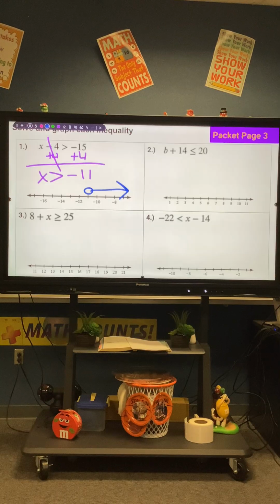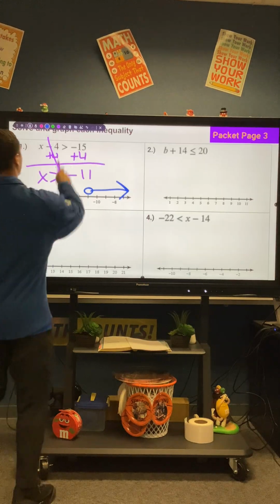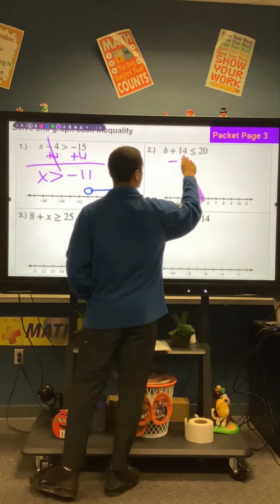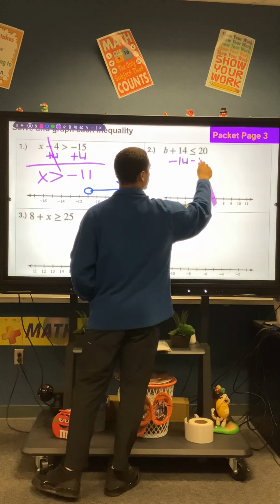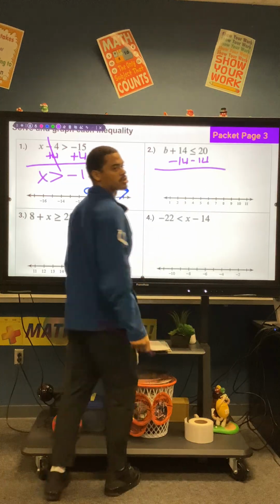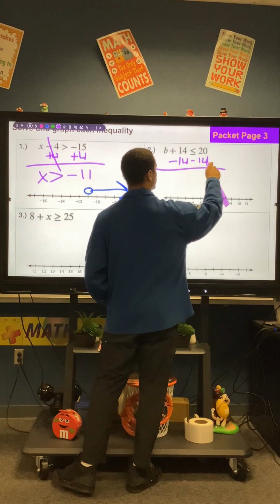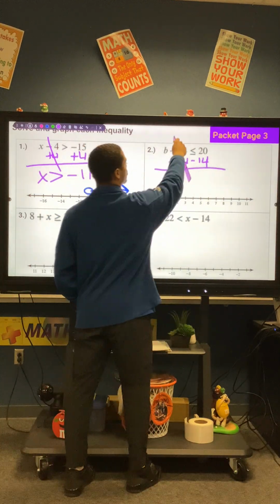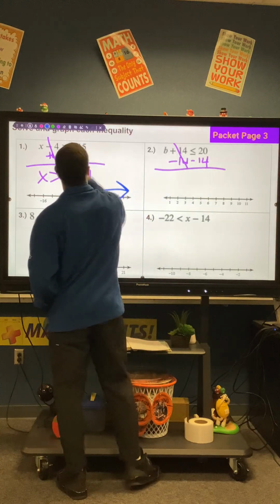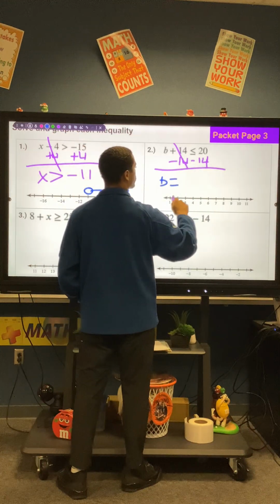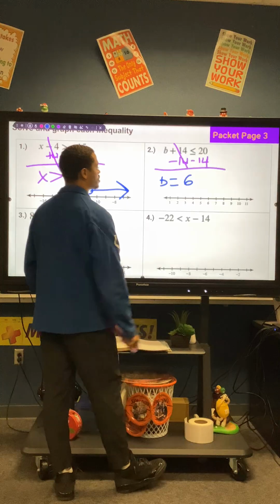Okay, cool. Number 2, simple one step. Going to subtract 14 from each side. We're going to breeze through these because you won't have any one-step inequalities on your test. It's going to leave you with b is equal to 20 minus 14, should be a positive 6. I said equals. Oops.